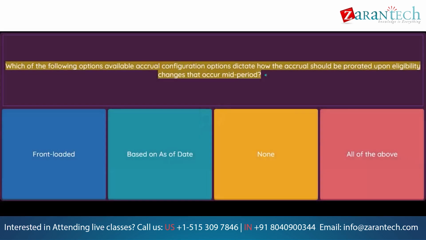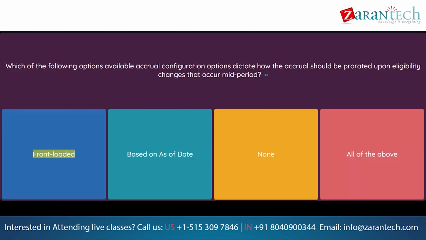Question: which of the following available accrual configuration options dictate how the accrual should be prorated upon eligibility changes that occur mid-period? Option 1: front-loaded. Option 2: based on as of date. Option 3: none. Option 4: all of the above.